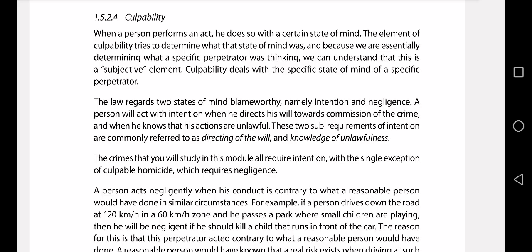Culpability. When a person performs an act, he does so with a certain state of mind. The element of culpability tries to determine what the state of mind was, and because we are essentially determining what a specific perpetrator was thinking, we can understand that this is a subjective element. Culpability deals with the specific state of mind of a specific perpetrator.